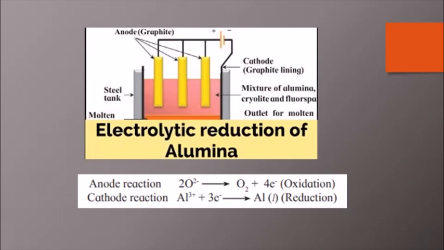Here in this we can see the reaction: at the anode, oxygen gas is liberated, which is oxidation, and at the cathode we can see the aluminium which is obtained by reduction.